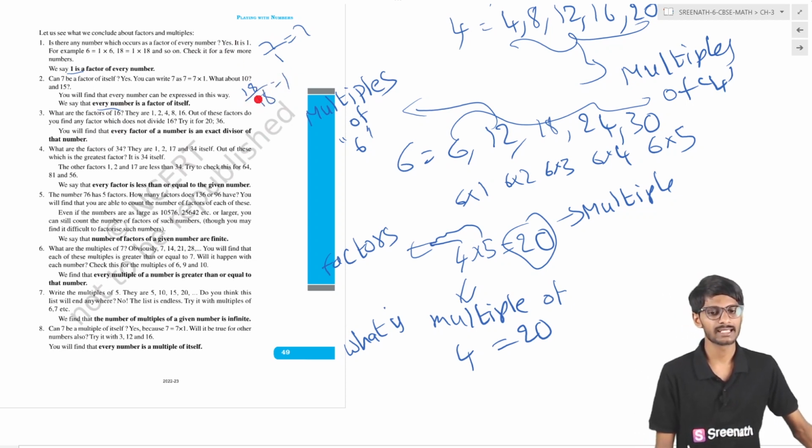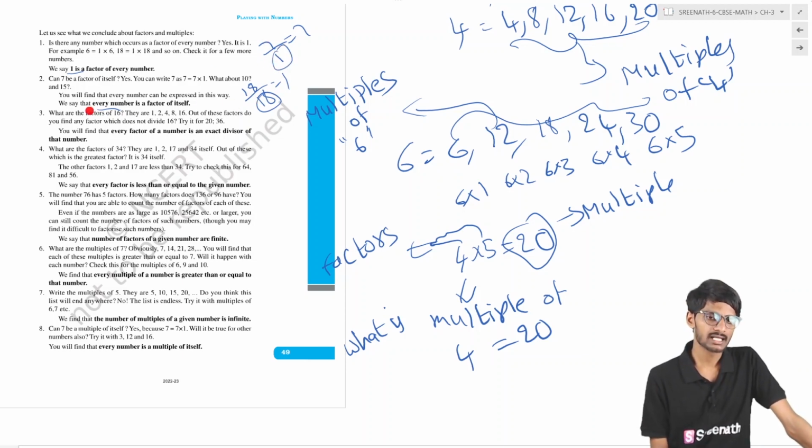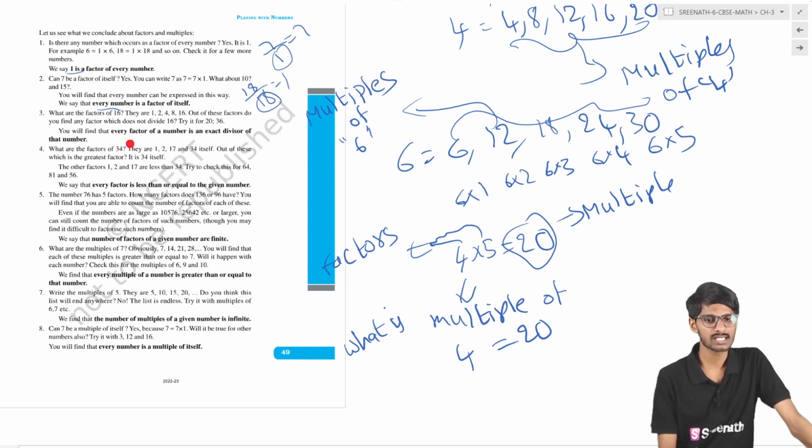So here 18 is the factor, here 1 is the factor. So 1 is a factor of every number, and every number is a factor of itself. That's the second thing. Any number is divisible by itself. One more thing is, every factor of a number is an exact divisor of that number.